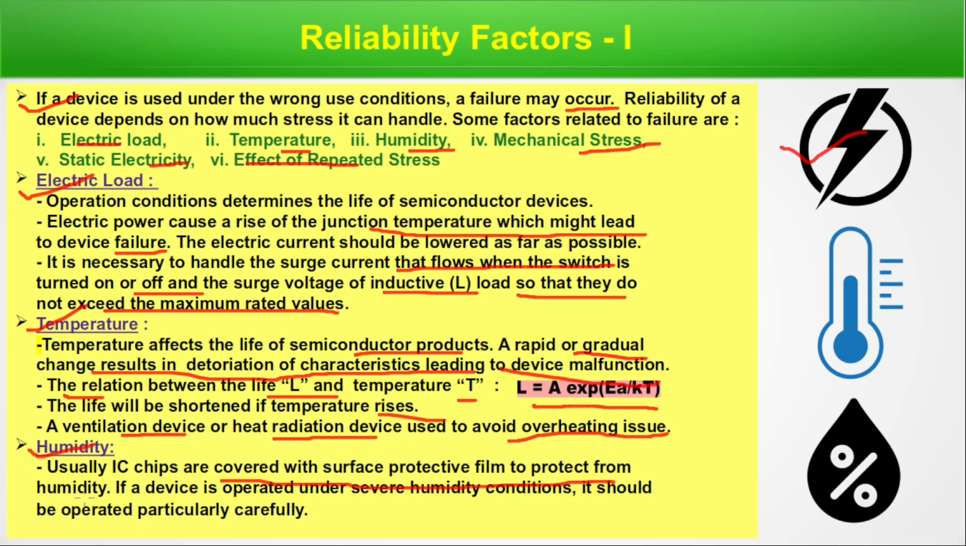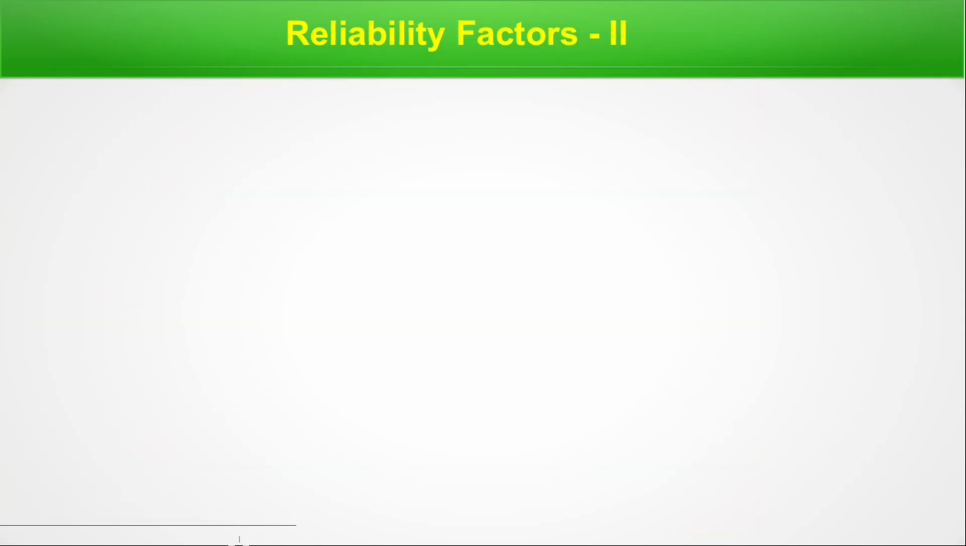Now humidity. Usually IC chips are covered with a surface protective film to protect from humidity. If a device is operated under severe humidity condition, it should be operated particularly carefully. The protective film is there to protect the chip. Humidity is the moisture present in the atmosphere. If the operating condition is humid, we must be much more careful about it. We are done with this slide. Now we will move to the next slide. Now reliability factors. There is another slide on that topic.